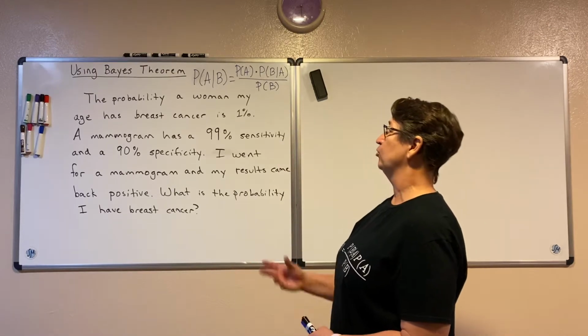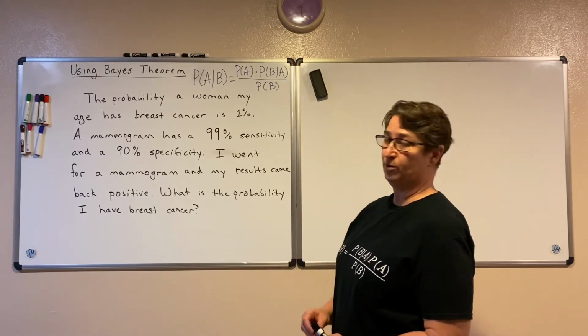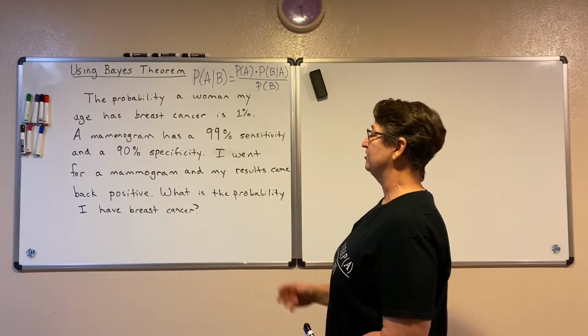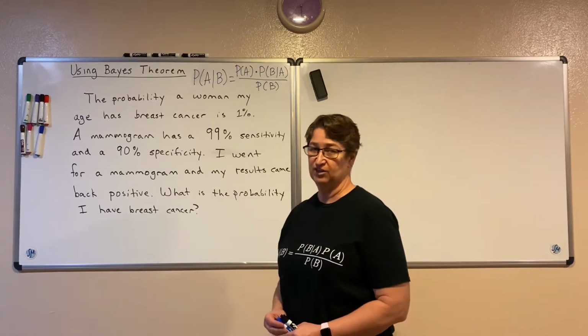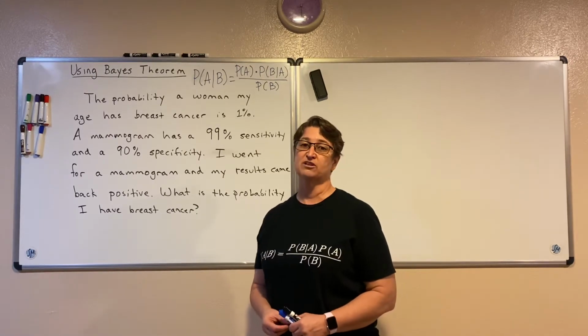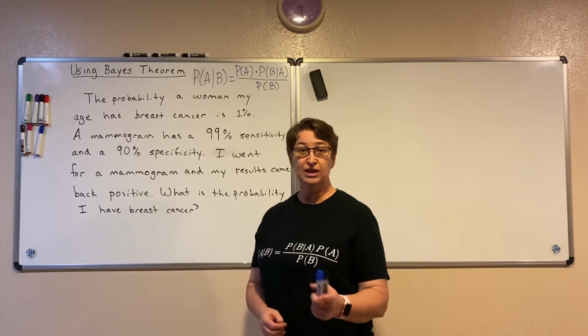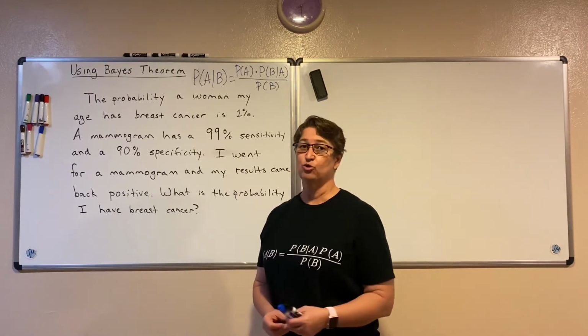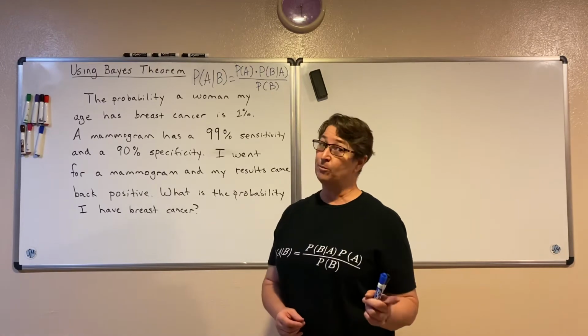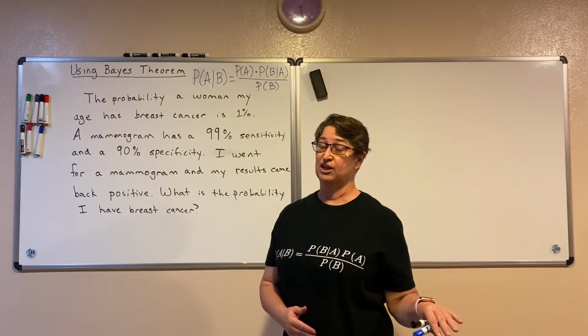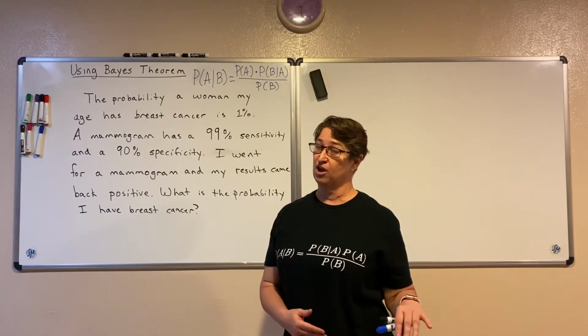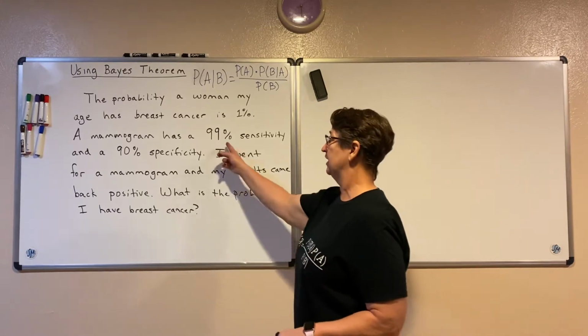The probability a woman my age has breast cancer is 1%. A mammogram has a 99% sensitivity. In other words, 99% of the time, if you have breast cancer, it's going to catch it. It's going to give you a positive result. 1% of the time, it'll say that it's negative. You'll get a false negative. But most of the time, it catches it.